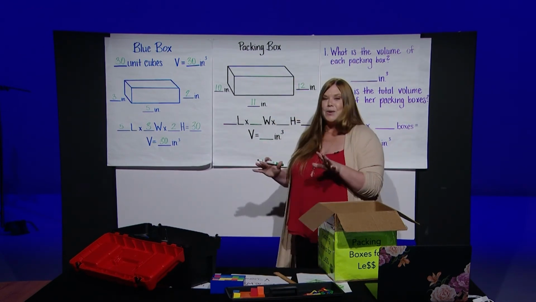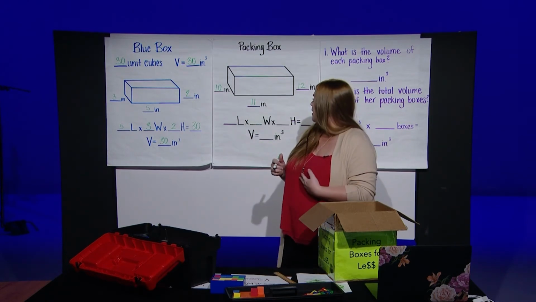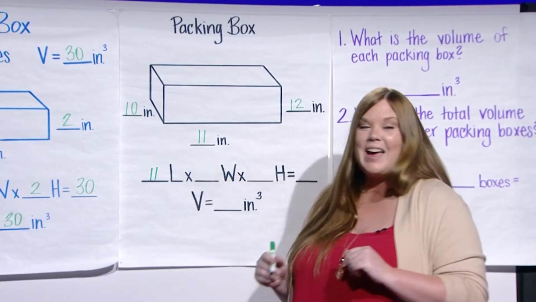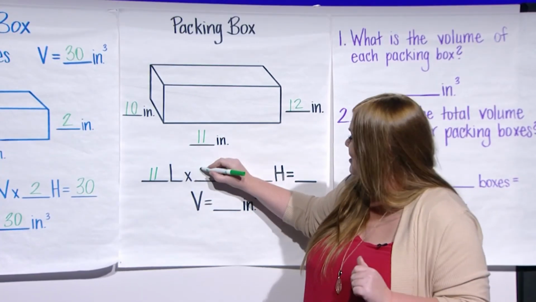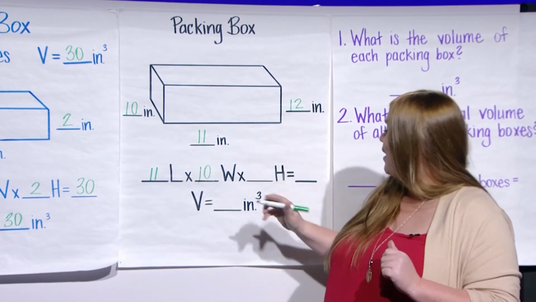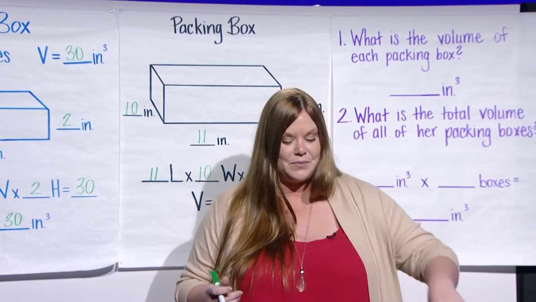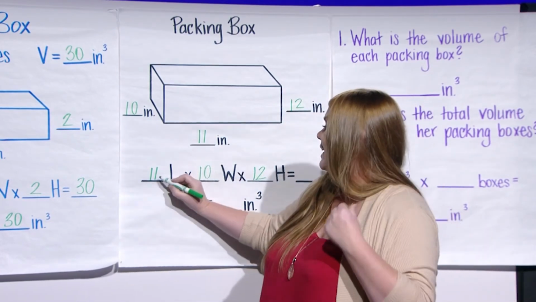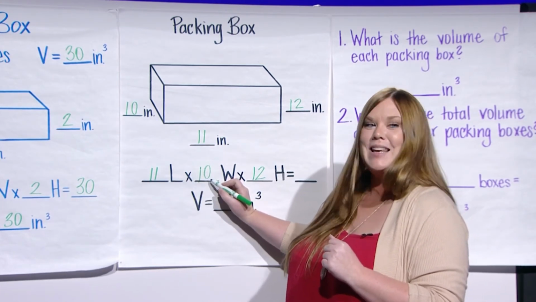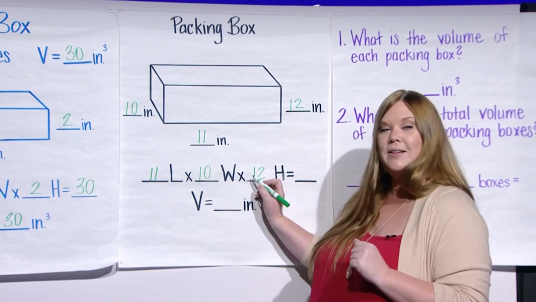Okay, now let's take these dimensions and plug them into our formula for finding volume. What was our length? 11, nicely done. And our width? 10 inches, excellent. And our last dimension was 12 for our height. Let's multiply these out. Okay, here we go. 11 times 10 is 110. Very nicely done. And now 110 times 12.